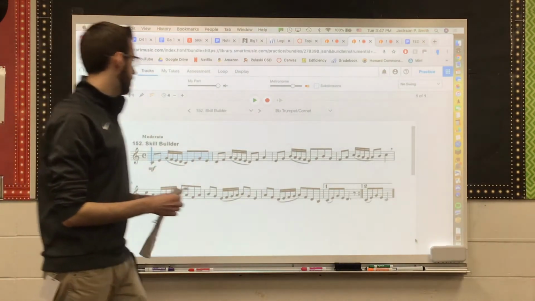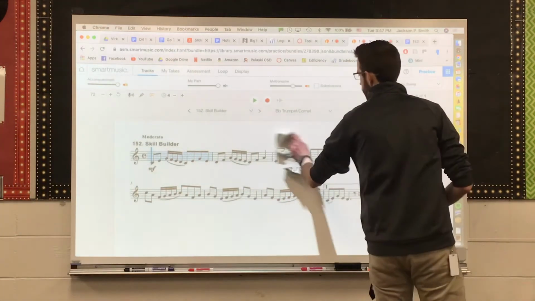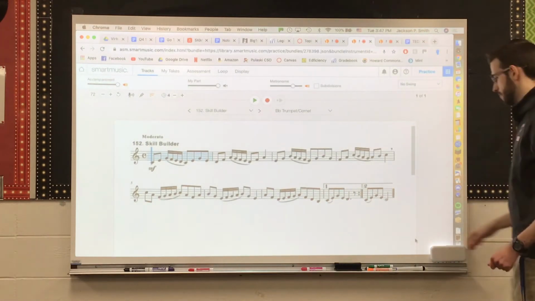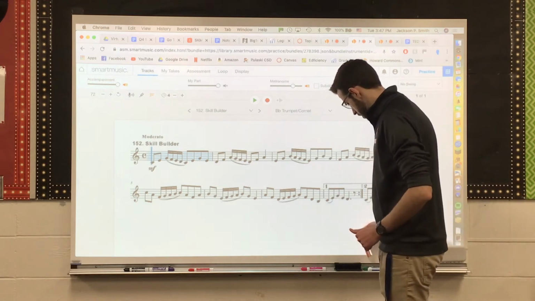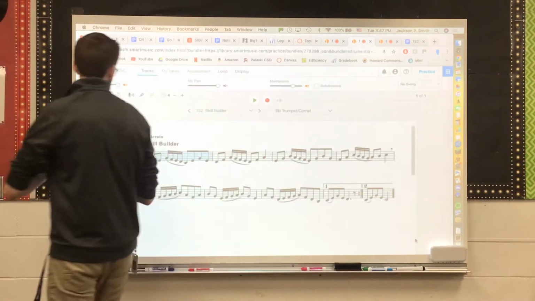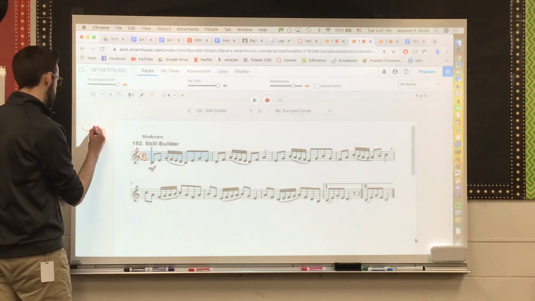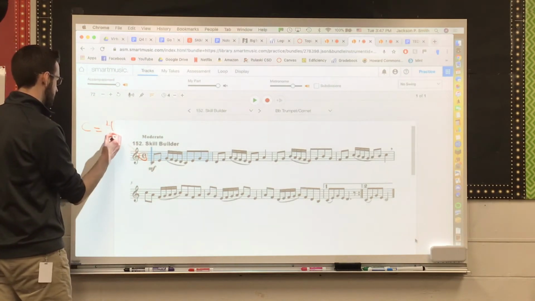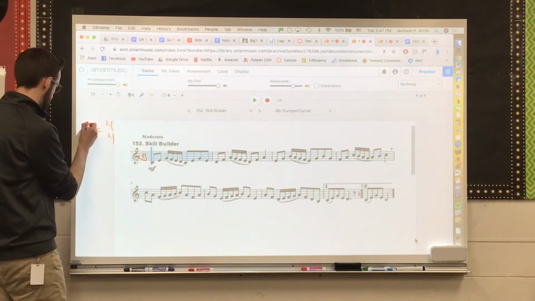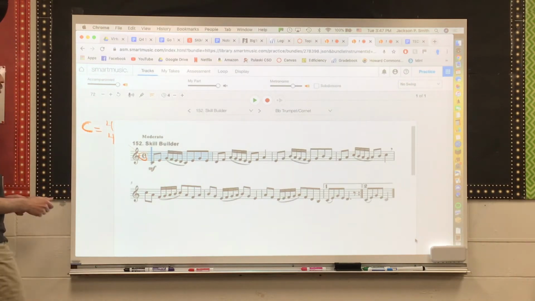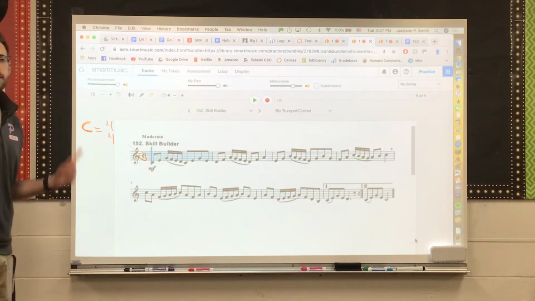All right, so for 152, first thing to notice is that it's in common time, 4/4 time. And the key signature is pretty easy. So common time, that C is the same thing as 4/4. That big, thick C. All right, and the key signature is quite easy. For trumpets, no flats, no sharps, which means that it's the key of B flat.